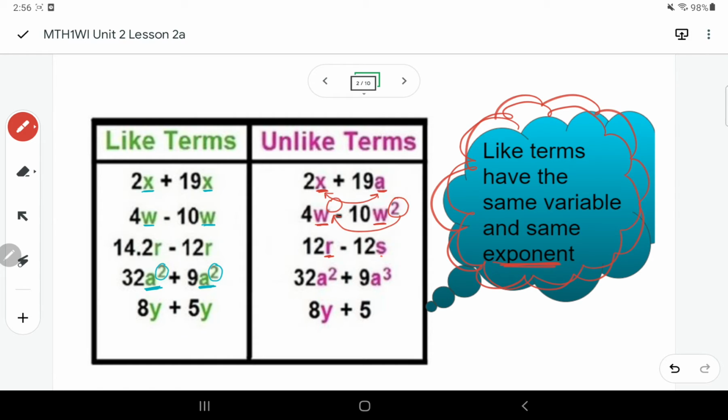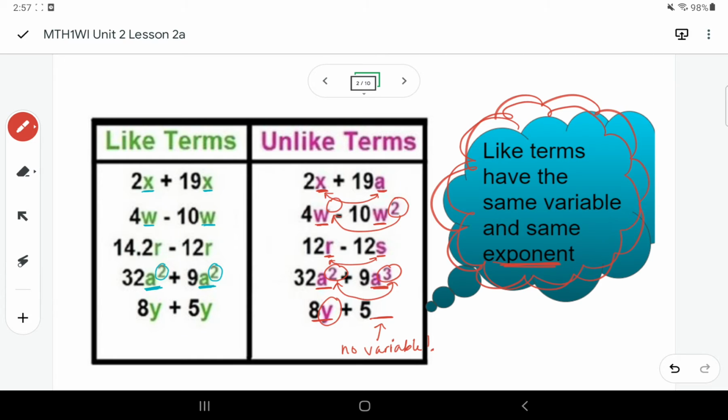The next one, 12r and 12s, obviously r and s are different variables. And here, 32a squared and 9a cubed, these have different exponents. Even though they're both a's and they both have exponents, they don't both have the same exponent. So it has to be the exact same variable part and exponent part. The last one, this one has 8y, so I have a variable, and 5, no variable at all. So that can't be a like term because it doesn't have a y. So that's sort of what we're going to be looking for.